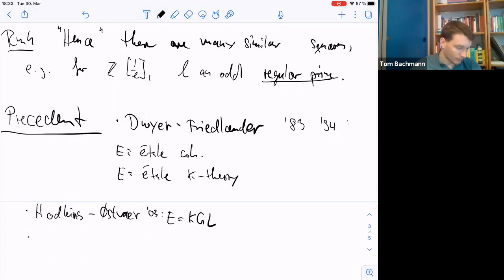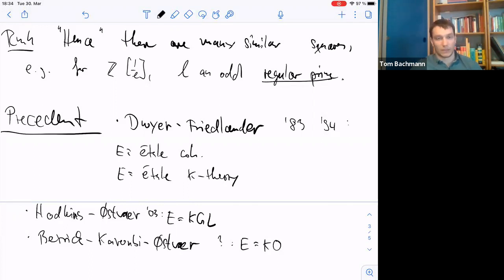And then Karoubi and Østvær. So you see Paul Arne has been involved in this for a bit. I did not write up when, but they did E equals KO. So they established this square for Hermitian K-theory. Okay, so that was my little history that I prepared. Thank you very much, Dennis, 2011.